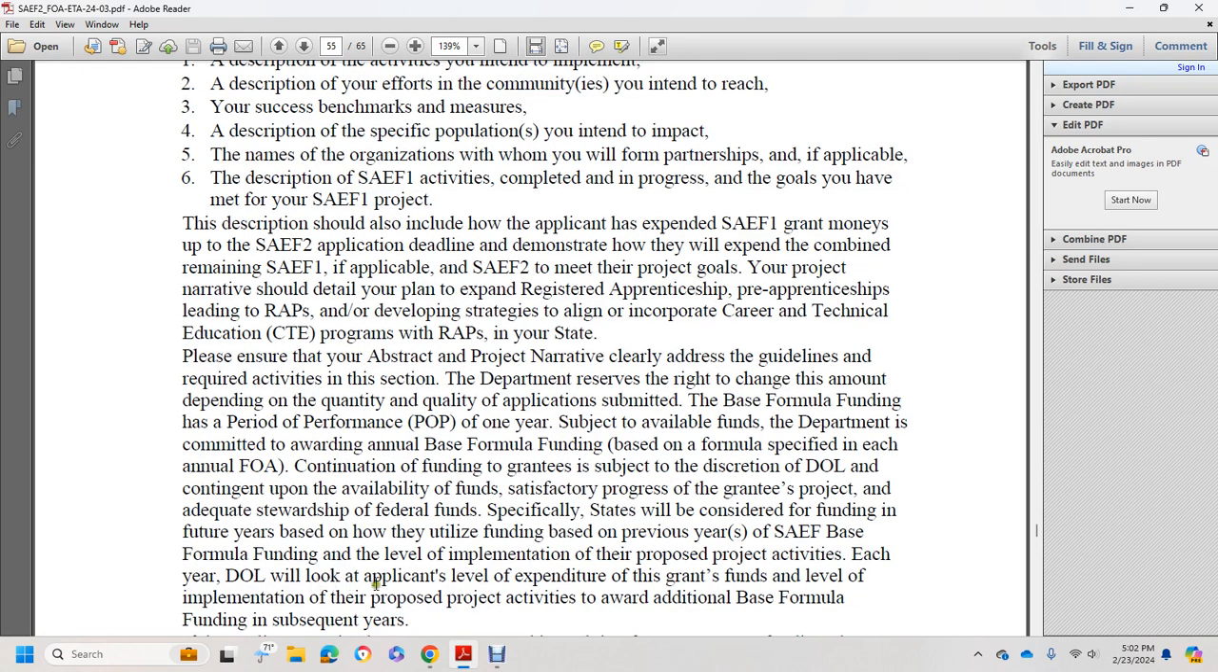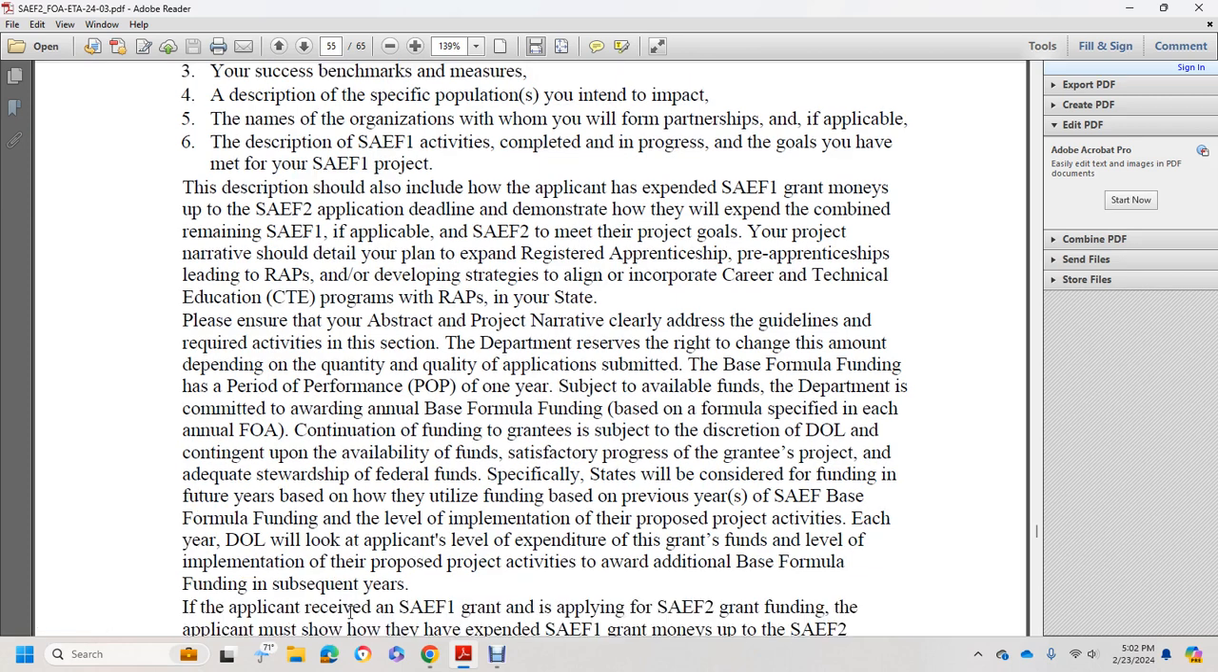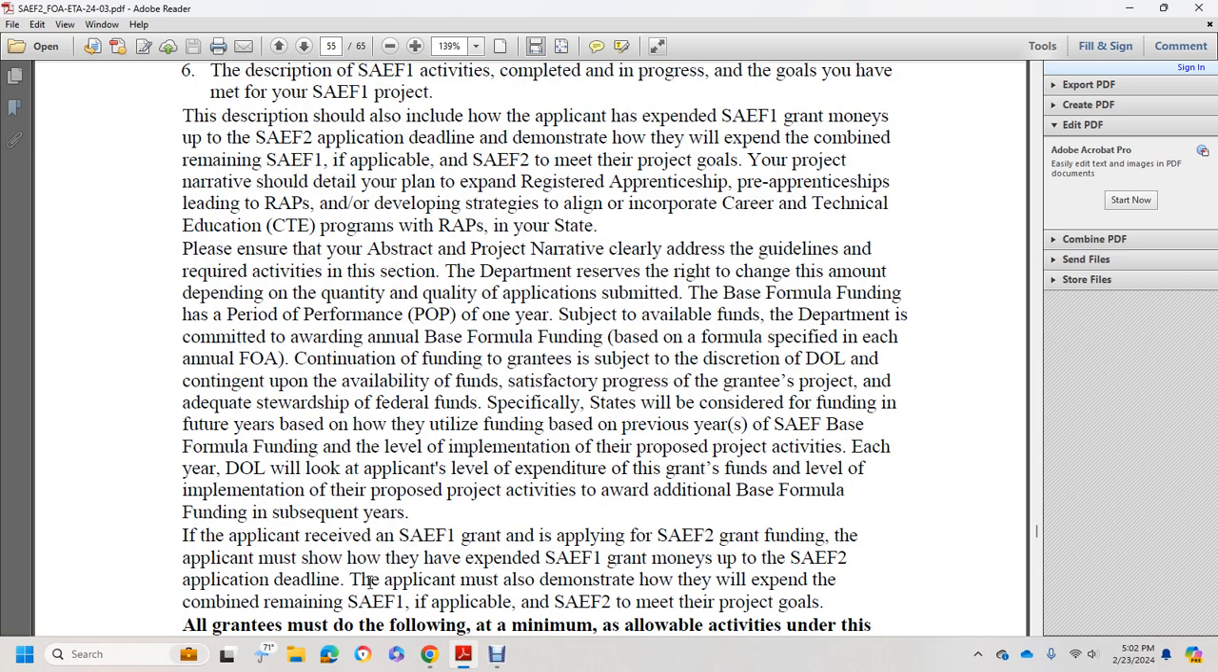Each year the Department of Labor will take into account an applicant's level of expenditure of the grant funds and level of implementation of the proposed project activity to award additional base formula funding in subsequent years. If the applicant receives the State Apprenticeship Expansion Formula 1 grant and is applying for the Formula 2 grant, the applicant must show how they expended the Formula 1 grant monies up to the Formula 2 application deadline. The applicant must demonstrate how they will expend the combined State Apprenticeship Formula 1, as applicable, and Formula 2 funds to meet the project goals.